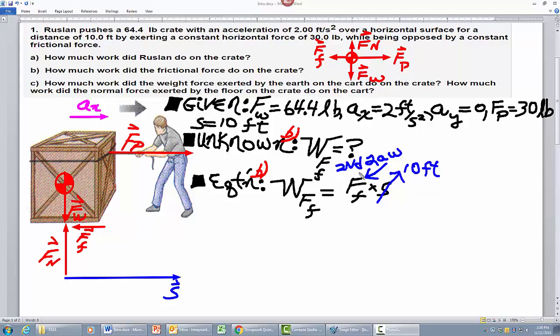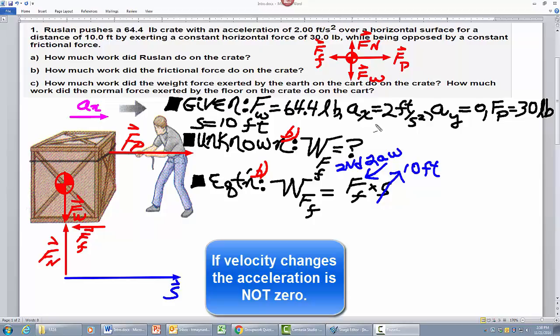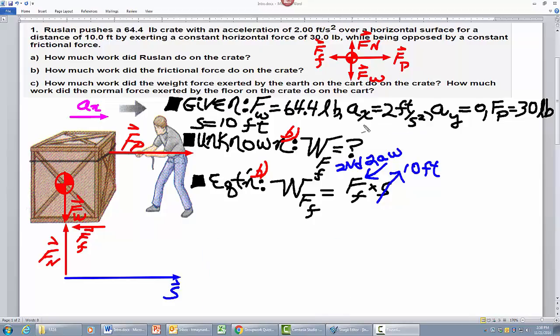Therefore, we will have to use Newton's second law to solve for that. We know that it's the second law and not the first law because along the x-axis there is an acceleration. Since the acceleration is 2 feet per second squared, the forces are not balanced, and we cannot use Newton's first law. We must use the second law.